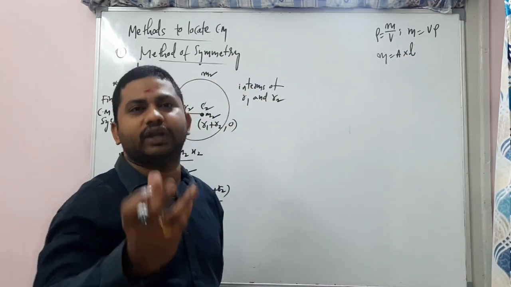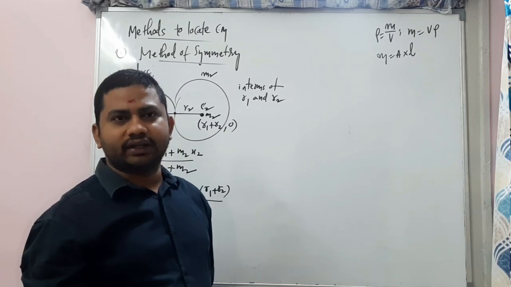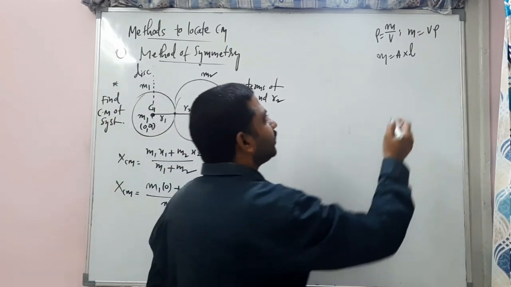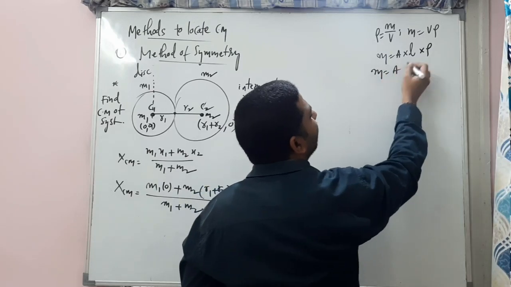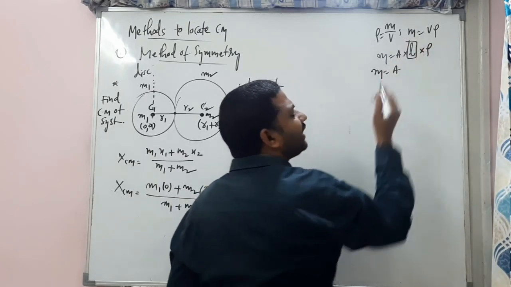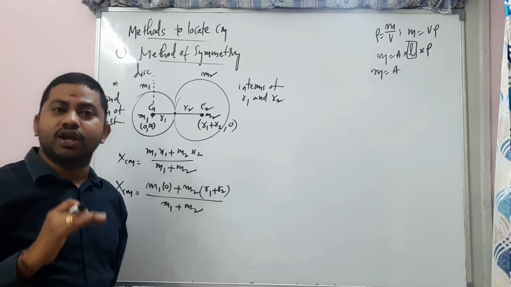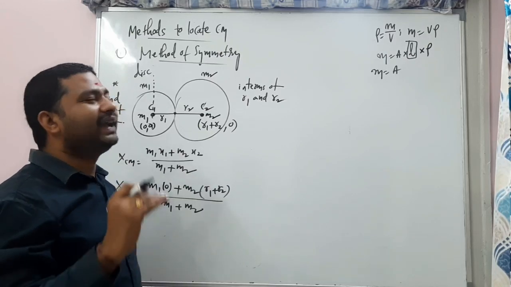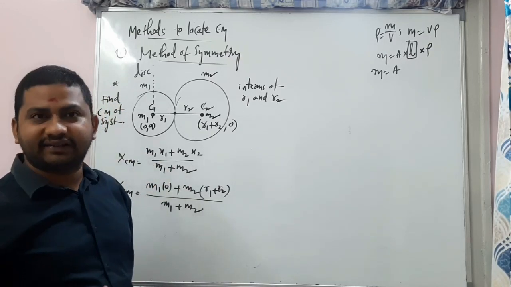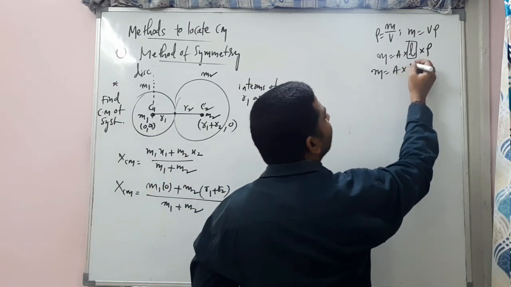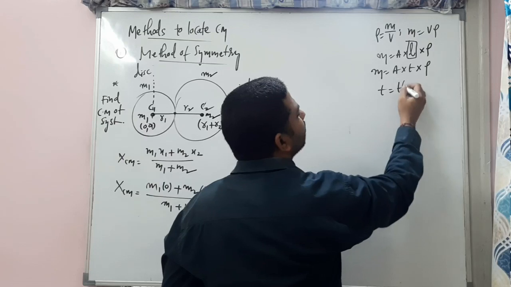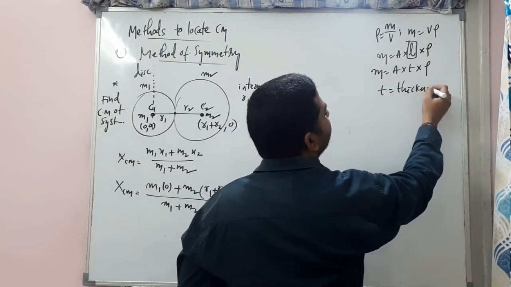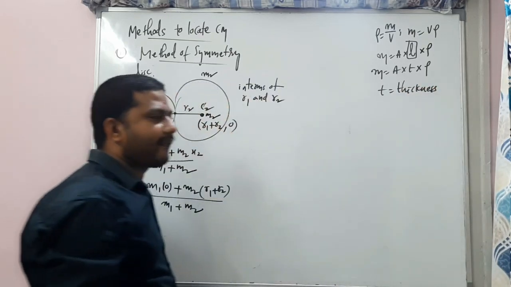For example, a cube or a cylinder, you take area into length, which is into rho. The mass is equal to area into length into rho. In case of flat bodies, if you want to find the volume, it is just area into thickness. That's it. Area into what? Thickness. The thickness is denoted with the symbol T. So T is equal to thickness. No confusions.